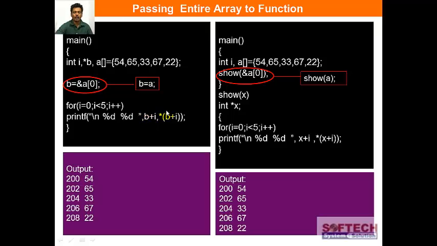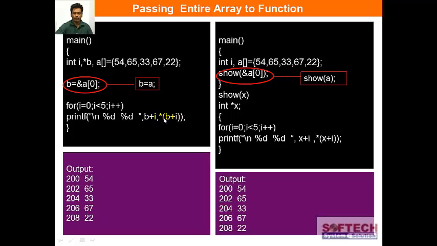If we add 1 with an integer address, 200 plus 1 is 202. If b is a float pointer variable, it holds the address of a float variable, so plus 1 jumps 4 bytes. If it is a double pointer variable, it jumps 8 bytes. Here it is an integer pointer variable, so 200 plus 1 is 202, not 201. With a normal value, if we add 1 it increases by 1. But if we add 1 to an integer pointer variable, it increases by 2. So 200 plus 1 is 202.